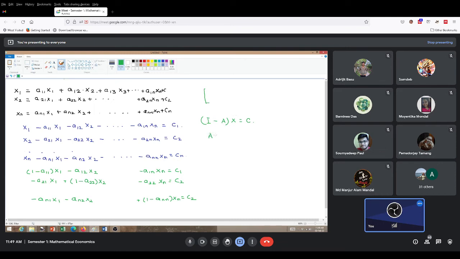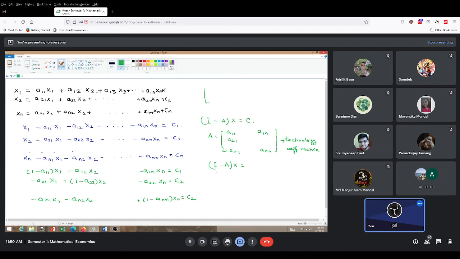A is what is called the input output, you can see this is the technology coefficient matrix. C is the consumption vector. I, of course, is the identity matrix. See, if you take this form, you can see easily that it is equal to 1 minus A11, you will get this matrix. In case of the diagonals it's going to be 1 minus, but otherwise it's going to be just minus aij.